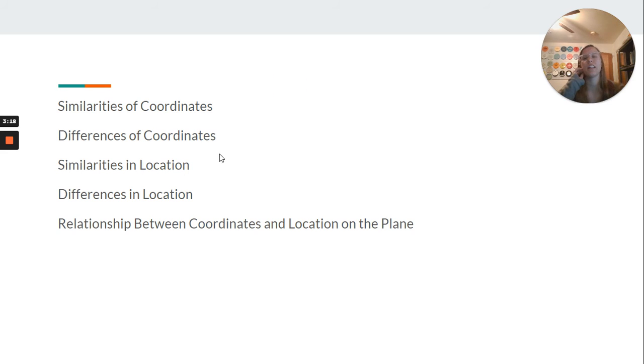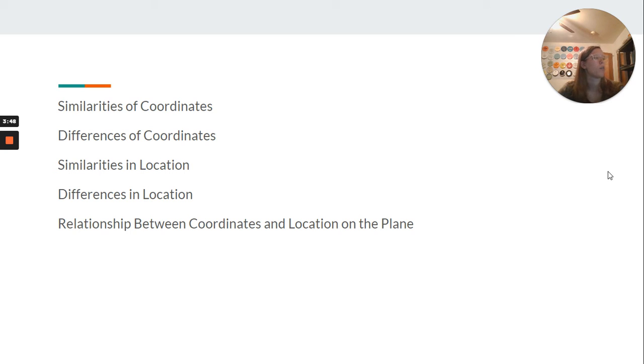We looked at similarities of coordinates, differences of coordinates, similarities and differences in location, and then the relationship between coordinates and location on the plane. If you remember, similarities could be the same y coordinates, the same x coordinates, or the same absolute value. Those are just some examples. Differences would be that x coordinates are opposites, y coordinates are opposites, or both are opposite. So 3 and negative 3 are opposites.